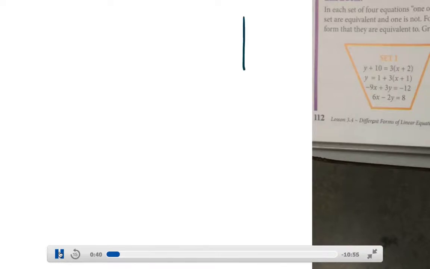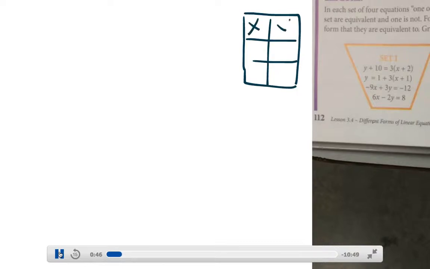But what we did in class was read the directions for this Explorer, and the directions basically said that the four equations that are listed have really only two equations. One is different than the other three, and the other three match up. So what we did was we made an XY chart for each of the four equations.